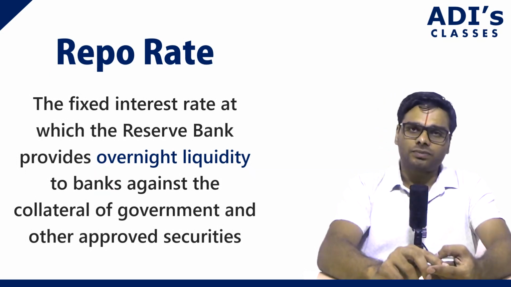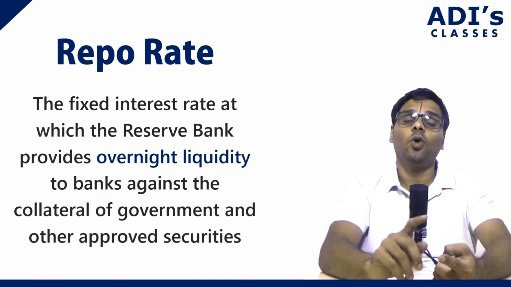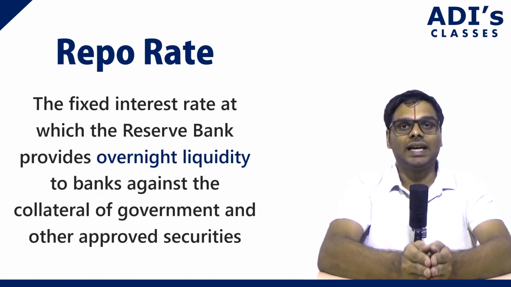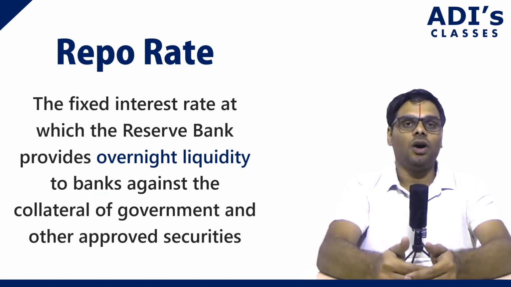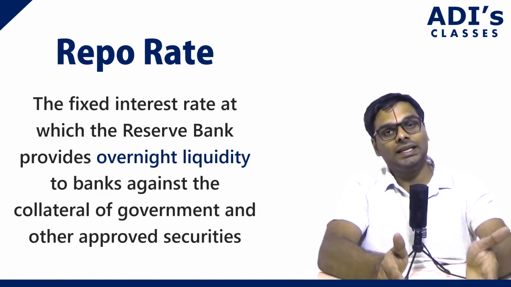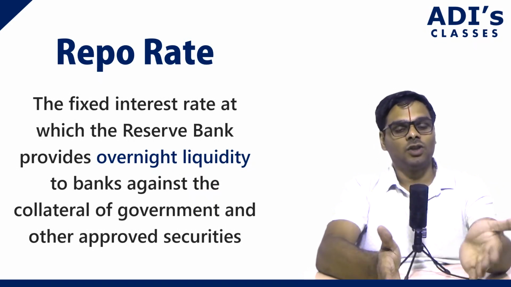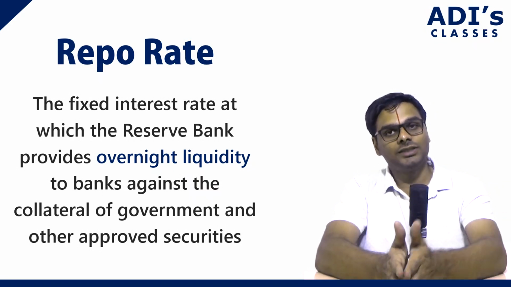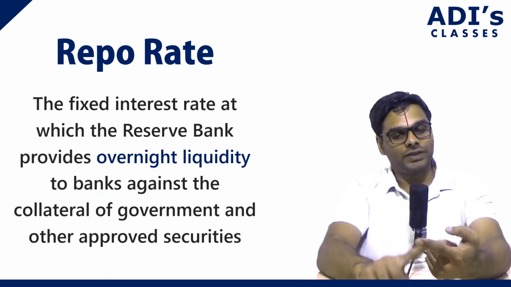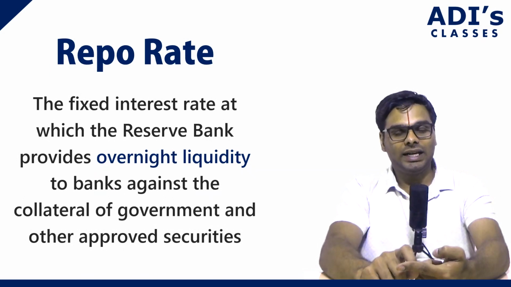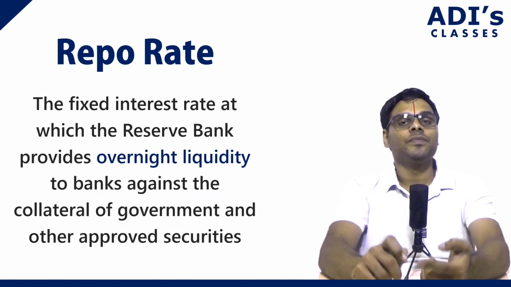Now, the RBI provides overnight liquidity to banks. What does this mean? It means if banks have a shortage of funds, then the RBI is lending money to the banks overnight. That is the fixed interest rate at which the RBI is providing overnight liquidity to the banks.